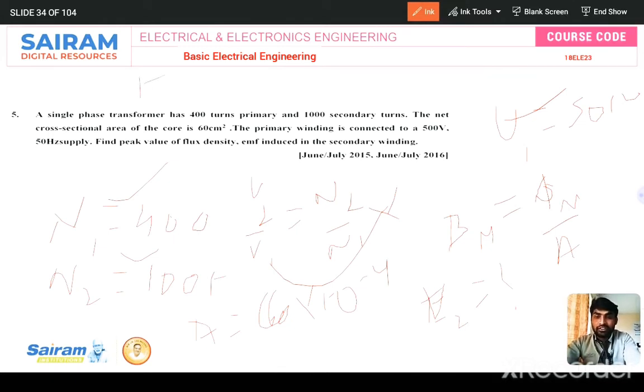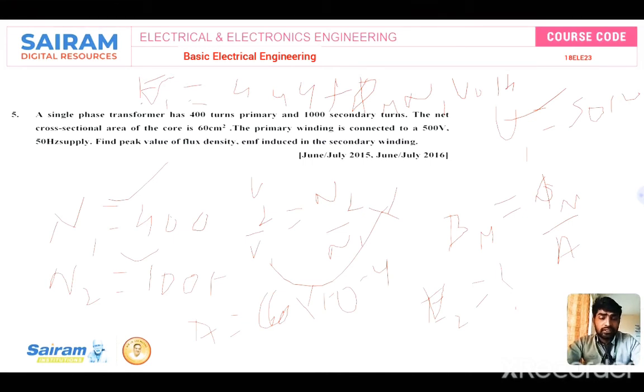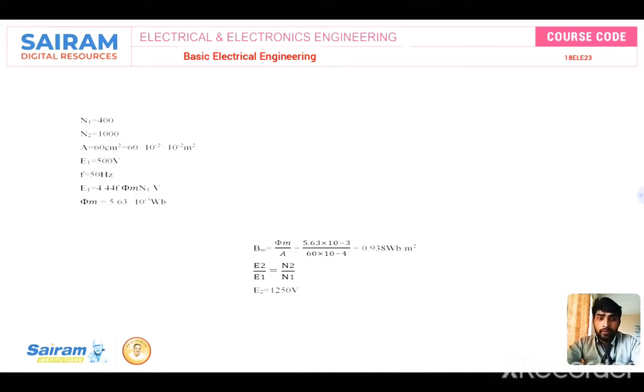That is E1 is equal to, or V1, okay, I'll take V1. Some of the books mention E1. V1 is equal to 4.44 f φm N1 volts. I'll give you a detailed solution for this problem, okay? Just calculate φm by using this formula. We will see the problem carefully.